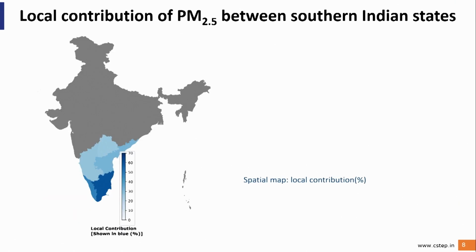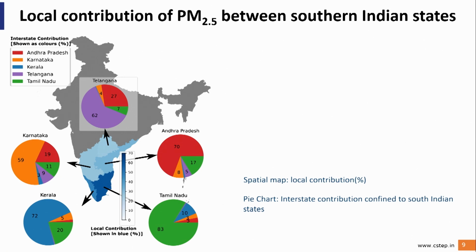So this is again the same plot, but I'm showing the spatial distribution. This is basically the local contribution. And you can see an interesting pattern here: as you move towards the south, the local contribution to PM 2.5 levels increases. So for certain states, it's very important to target the pollution sources located inside the state, while for other states, they probably need regional coordination to improve air quality.